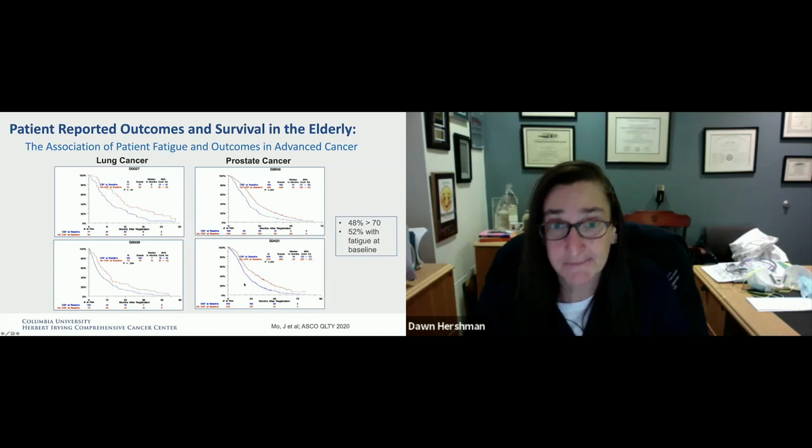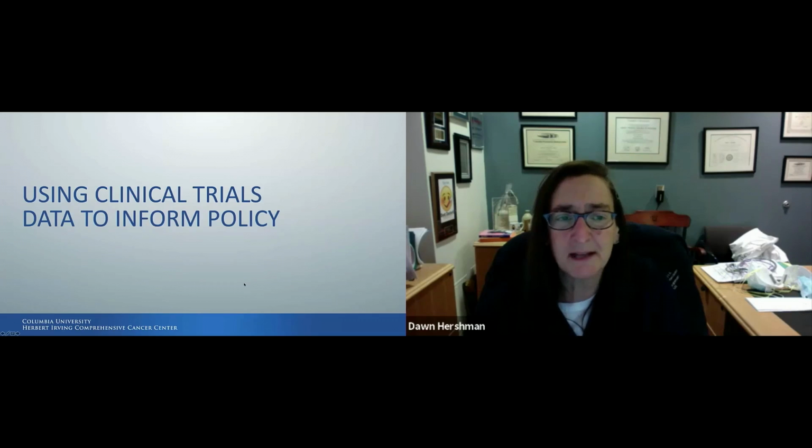which gives us insights into how patient-reported outcomes can be used both as an inclusion criteria, but also in the study designs. I also wanted to mention that clinical trial merged data can be used to inform policy that can affect elderly participation in clinical trials.